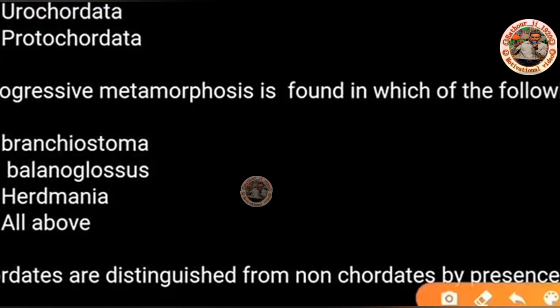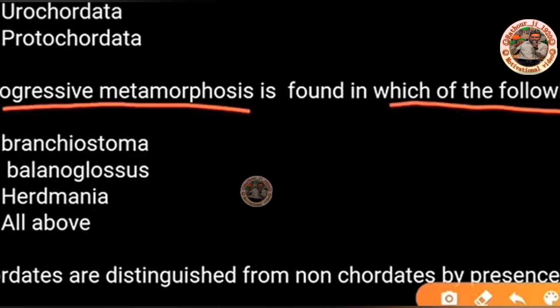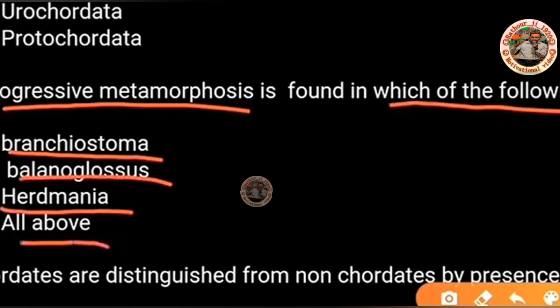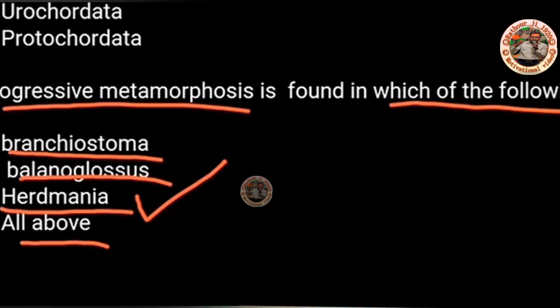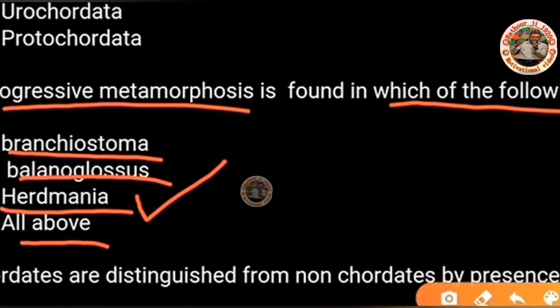Question 15. Retrogressive metamorphosis is found in which of the following? Option A, Branchiostoma. Option B, Balanoglossus. Option C, Herdmania. Option D, all above. So the correct answer is option C, Herdmania. Herdmania is the member of subphylum Urochordata, and it is also called as tunicates, due to presence of proteins which is cellulose like tunicin. Herdmania contain retrogressive metamorphosis. Retrogressive metamorphosis is the metamorphosis in which notochord is present in embryo but absent in adult. That's why it is known as retrogressive metamorphosis.